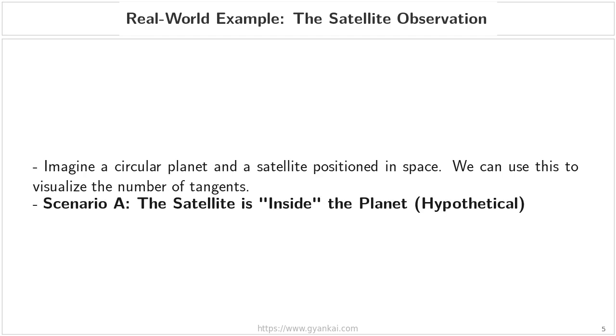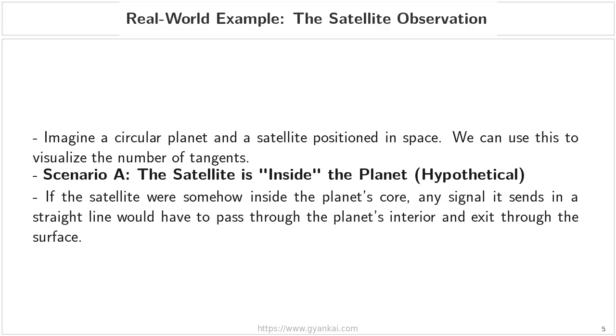Let's look at our first hypothetical scenario. Scenario A, where the satellite is located inside the planet. Now, I know this is purely hypothetical because, in reality, a satellite wouldn't be inside the planet's core. But if we assume the satellite is positioned deep within the interior of the planet, think about what happens when it sends out a signal in a straight line.